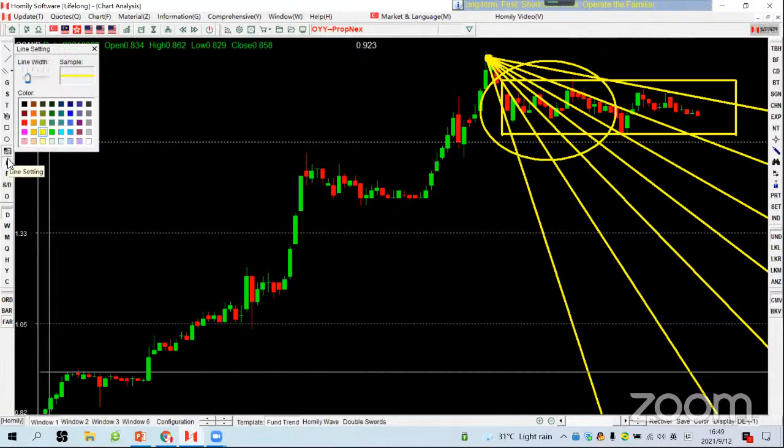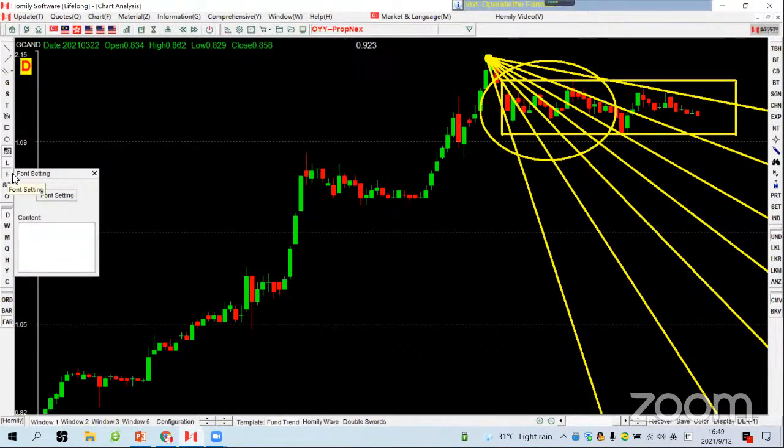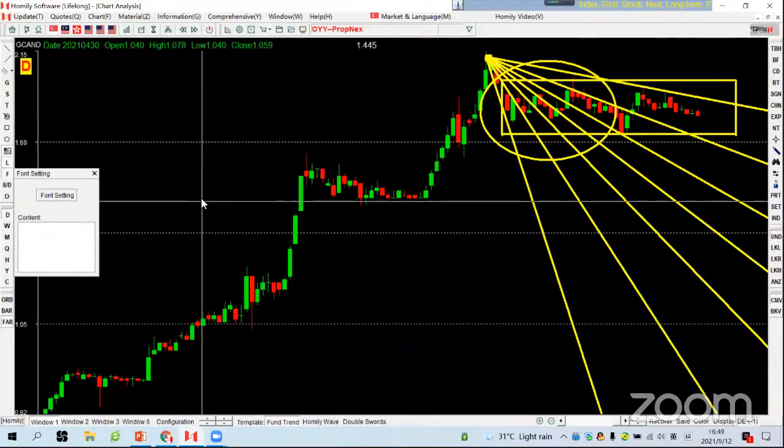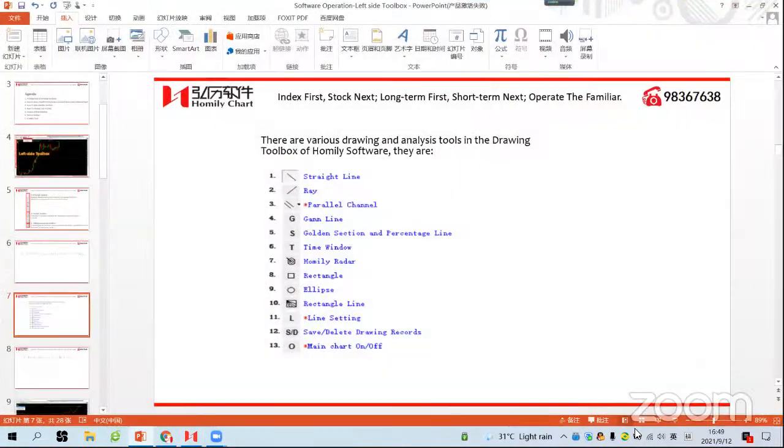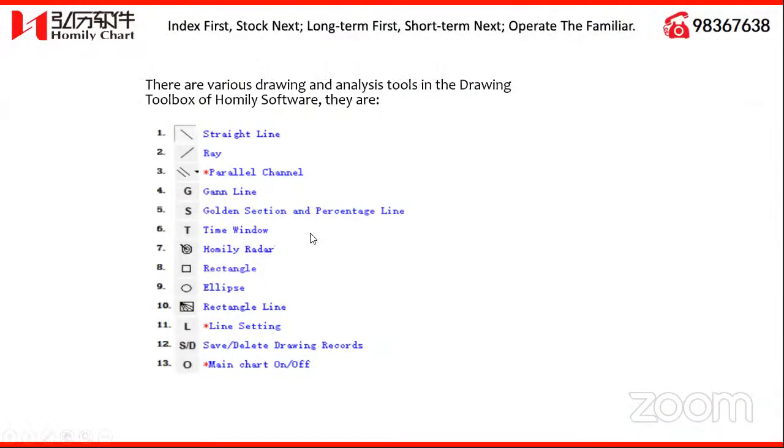L is for line setting. Font, you can change the font setting here. Then S is to save drawing. D is to delete drawing. So this is a brief introduction of the drawing toolbox.